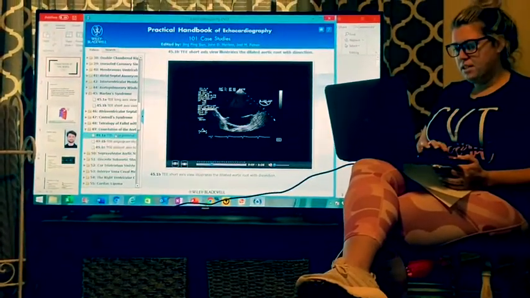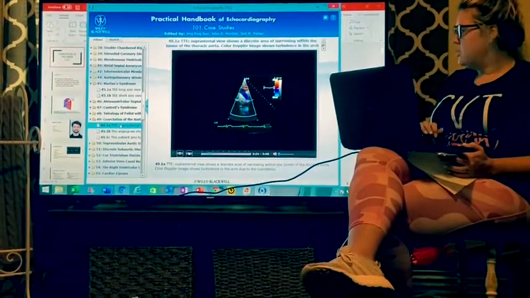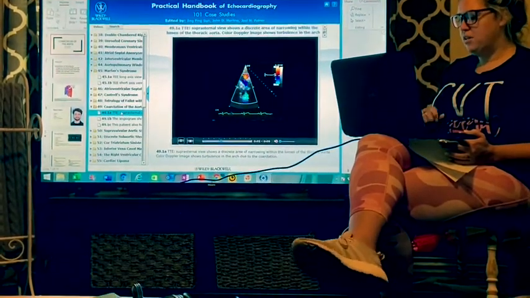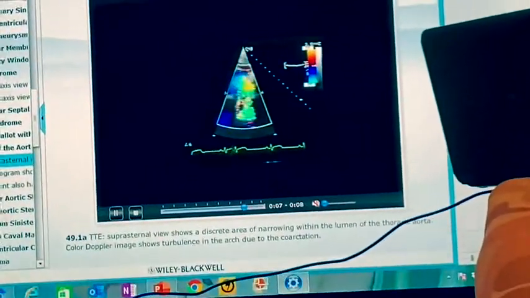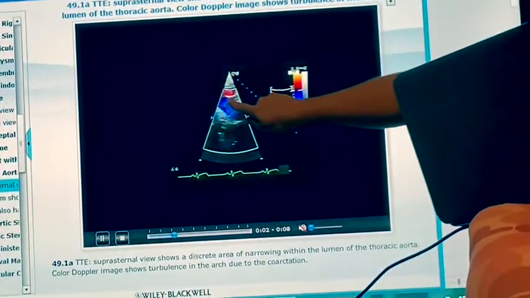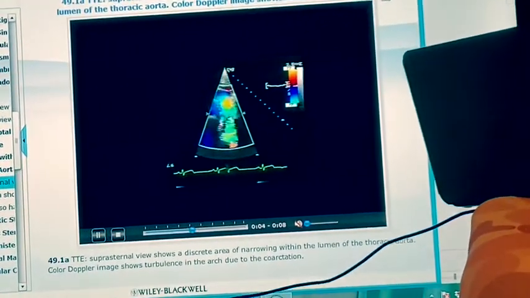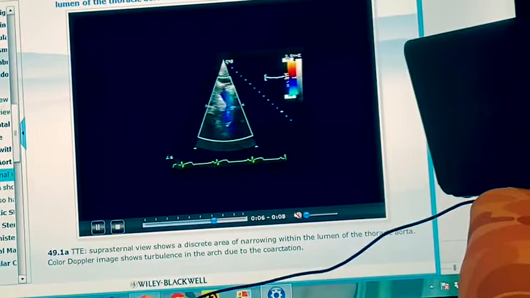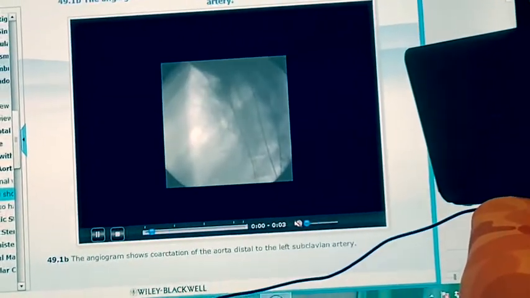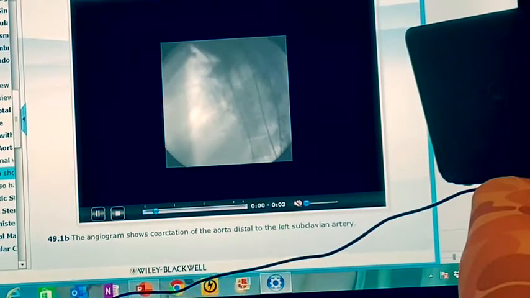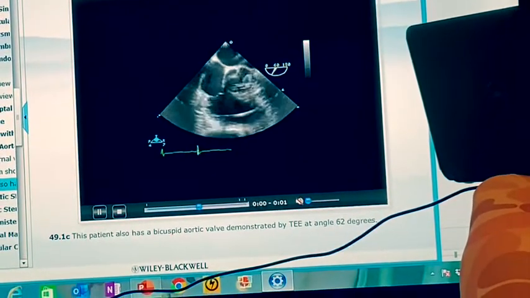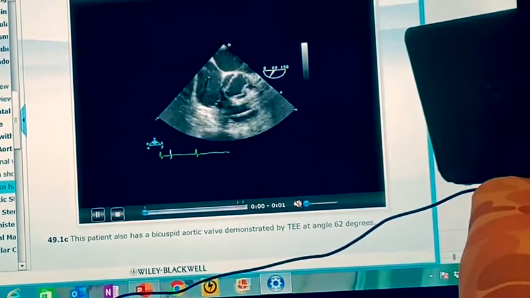Okay, this is the TTE, the suprasternal view. It shows a discrete area of narrowing of the lumen of the thoracic aorta. Color Doppler image shows turbulence in that arch due to coarctation. There's the turbulence. And this is the angiogram that I was talking about. And this is the bicuspid aortic valve.